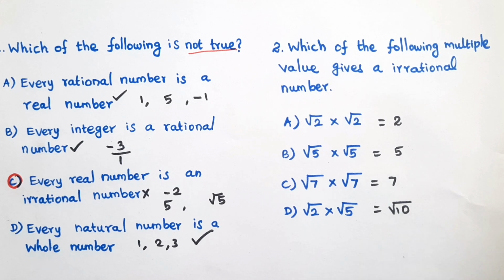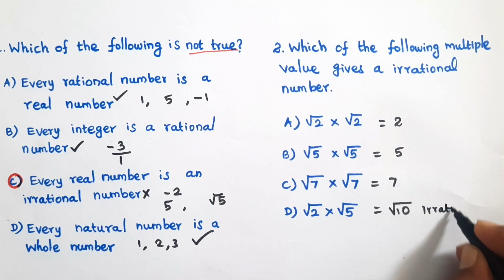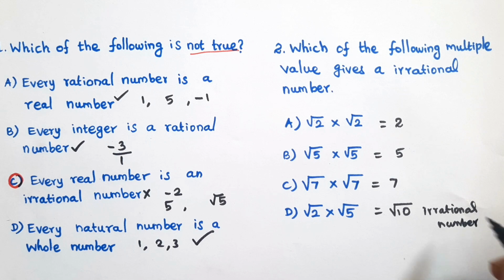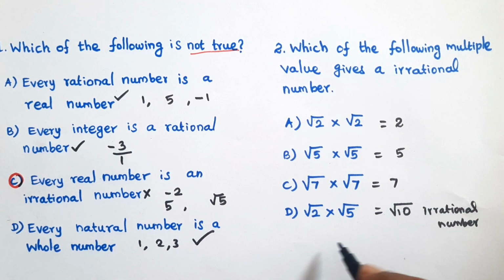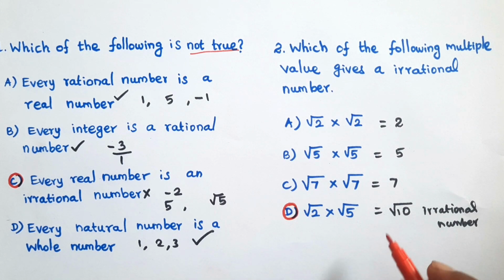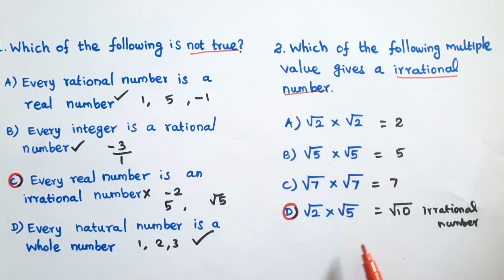It is an irrational number. These are rational numbers. This one is an irrational number. So option D is the correct answer. D is the correct answer. Which one is the irrational number? This multiplication value is the irrational number. So option D is the correct answer.